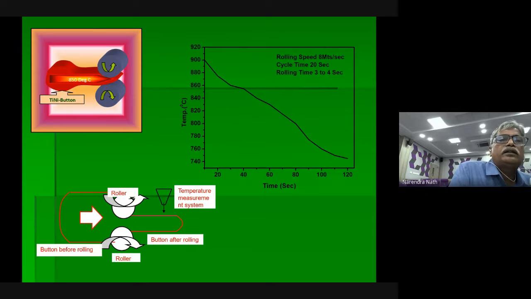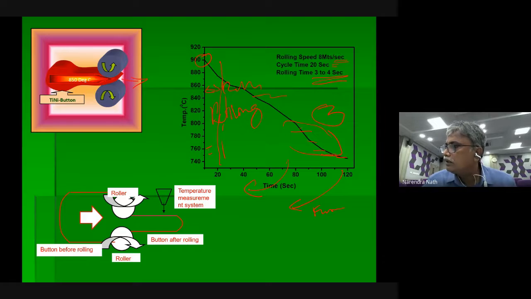I wrote one figure for better understanding of how the rollers work, with the 900-degree temperature and the time taken. This is our rolling time, because the rolling speed is 8 meters per second. Cycle time is 20 seconds only, and rolling time is 3 to 4 seconds. By this time it should go back to the furnace as quickly as possible, because before the temperature drops further, rolling should happen. If you roll somewhere here, you can see cracks on the button. This is the rolling procedure.